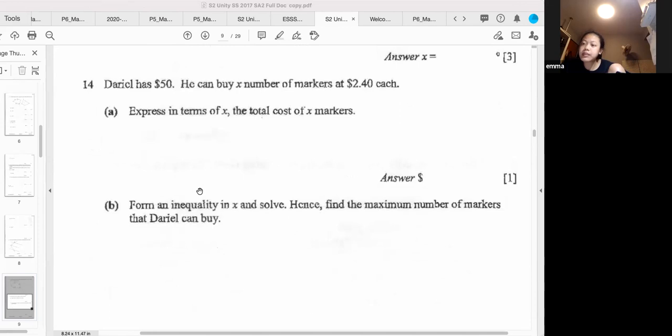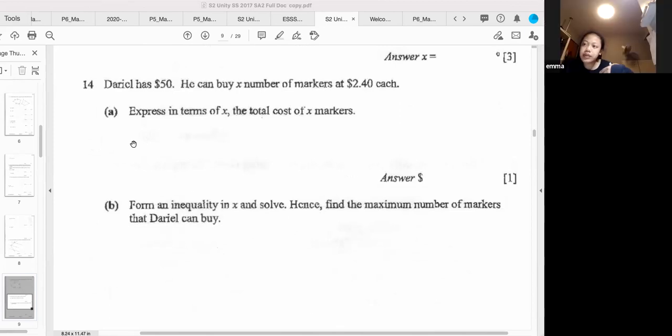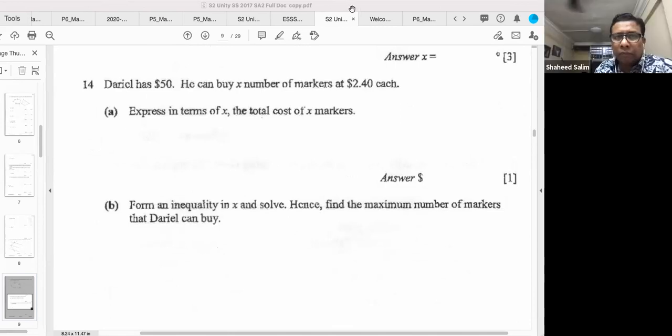$2.40. So that means you write it as 2.4x, is it? 2.40x. Okay. If you write 240x, I know the answer key is like that, but it would be like this because we are using x. So this will be better. Unless there's no x, then we write 240, which is different.